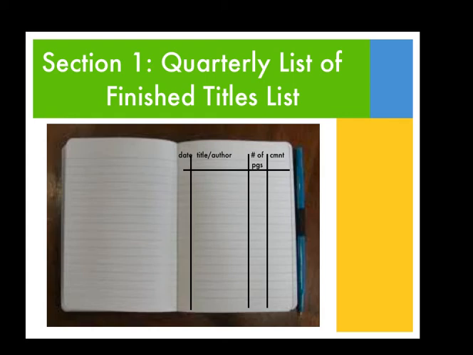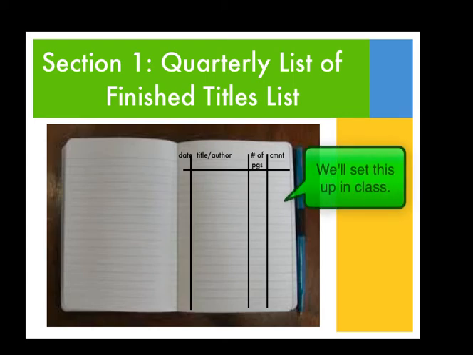The very first section is going to be your quarterly list of finished titles. Last year I used a separate paper form and it was a headache. I was constantly running new ones. Kids were losing them. They couldn't find them. They forgot to fill them in. They didn't remember where they put them. And so this year I've decided to fix that. We're just going to keep the list of finished titles in your reading response log with everything else.